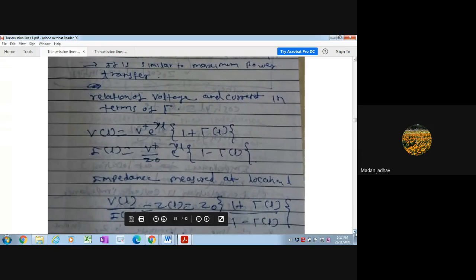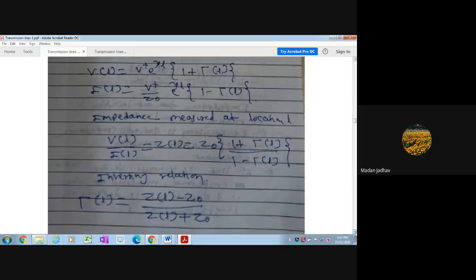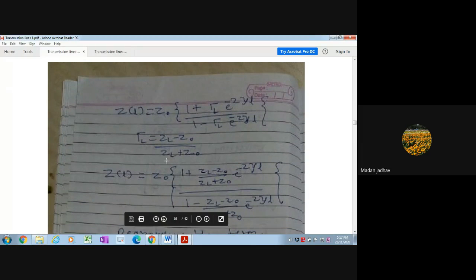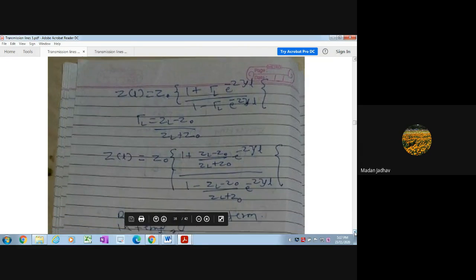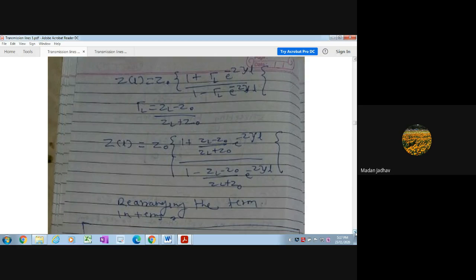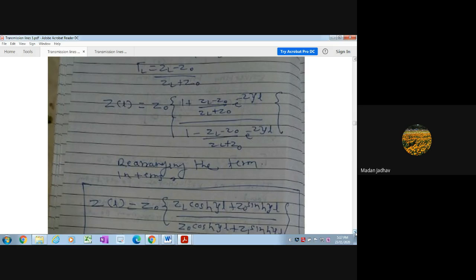Now we have seen this equation, the equation for the reflection coefficient in terms of the load impedance and Z naught. The load impedance means the impedance at the load, at the end of the transmission line. That impedance is called ZL, or the load impedance. Now we have to see the equation for the impedance transformation. Okay, now the impedance transformation equation is this one.